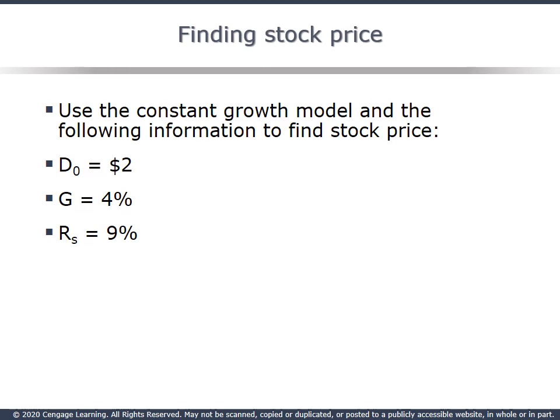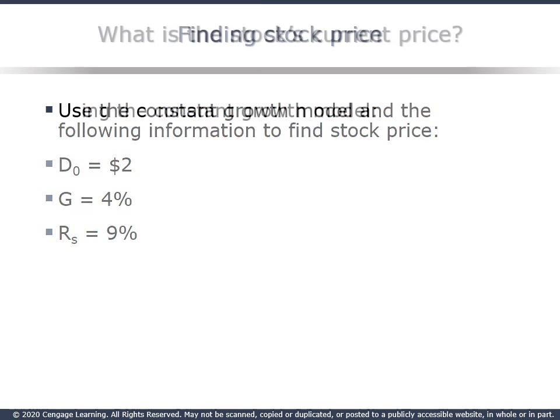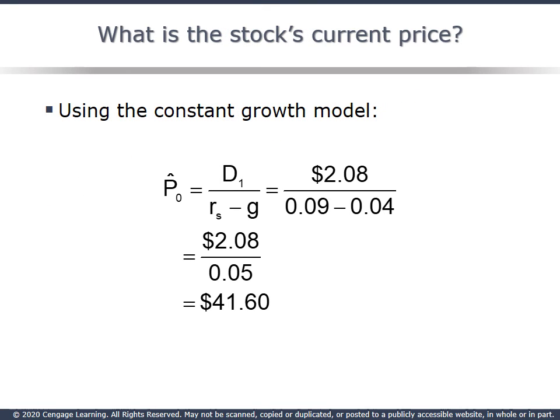Let's say that the current dividend, D sub 0, on this stock is $2. Little g is 4%, and R sub S is 9%. So, plugging it into the constant growth model, remember that this is the formula. The current price is equal to that firm's next dividend, not the last one, but the next one, divided by R sub S minus g.